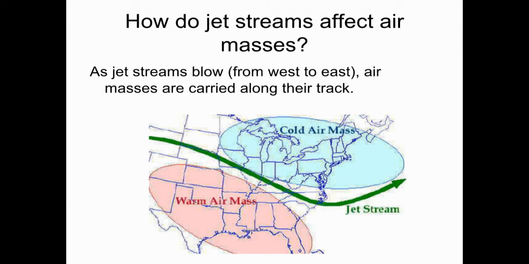Our jet stream affects how air masses move. Jet streams are actually like a river of high-speed wind very high in the troposphere. It has a huge influence on climate. It affects our weather patterns and is probably about 7 miles in altitude. As jet streams blow from the west to the east, you can see that it carries the air masses along their track.